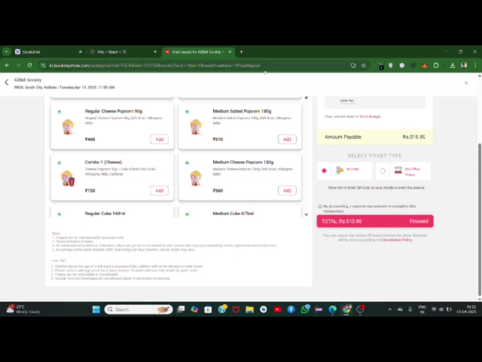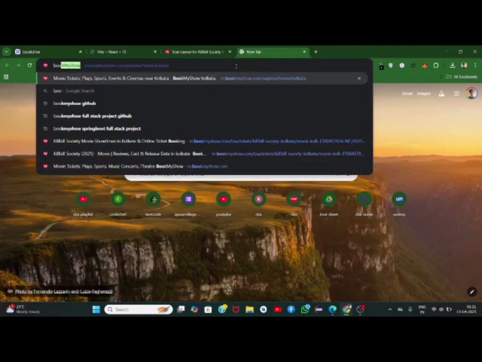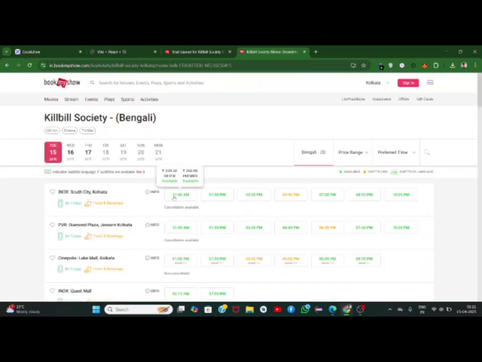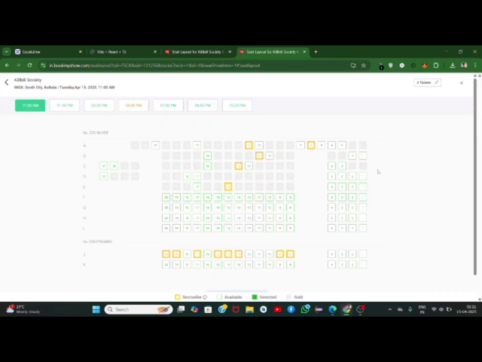Let's try one thing. Let's try to access these particular seats from a different device. Let's select the same movie, the same theater, the same time, and you can see a very strange thing. The seats 1 and 2 are already locked. This is the problem I'm trying to solve.